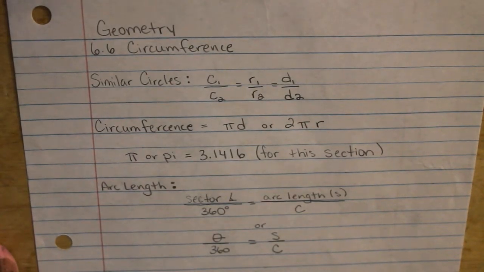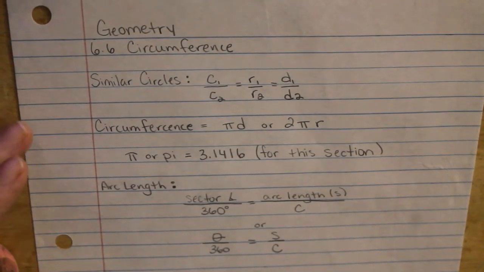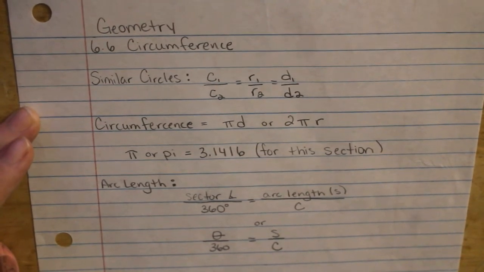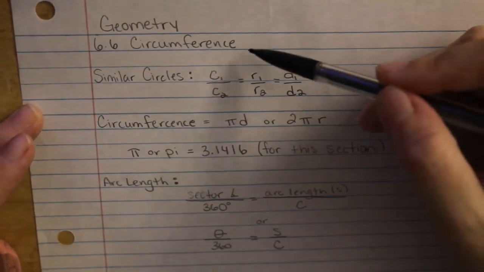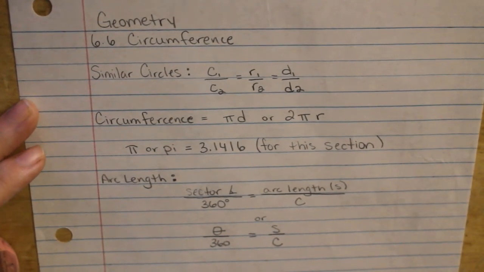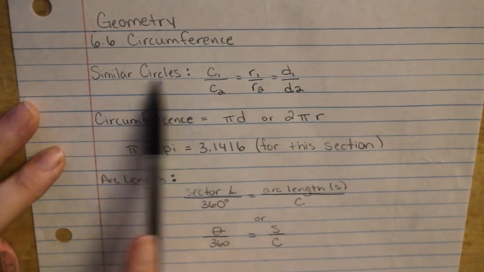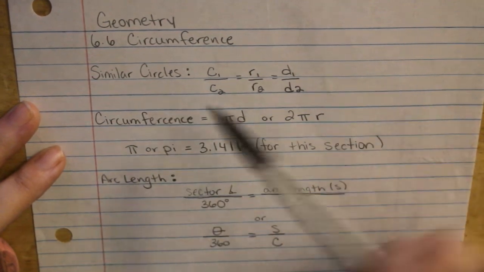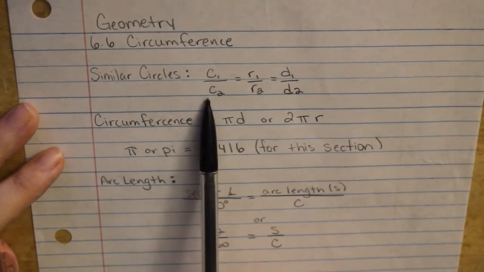Today in geometry, we are talking about 6.6, measures of circumference in a circle. So I simplified that to circumference. The same thing applies for similar circles as it does for similar polygons, only in this case, instead of perimeter, we have circumference.